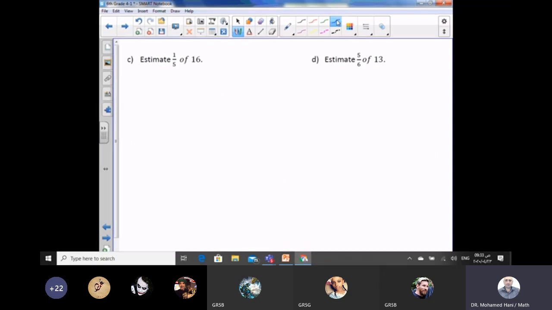Estimate 1/5 of 16. I want a multiple of 5 that's the closest to 16. That would be 15. So we are doing 1/5 times 15, again putting it over 1. 15 times 1 is 15, and 5 times 1 is 5. Fractions are division, so 15 divided by 5 is 3.